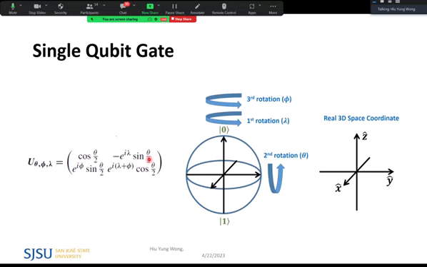Now I want to emphasize this rotation is not in our 3D space. We just map the Hilbert space to our 3D space. But this rotation does have some meaning corresponding to our 3D space because, for example, in a spin qubit, the z direction corresponds to the magnetic field direction. However, still, we are not rotating in the 3D space. Please remember this.